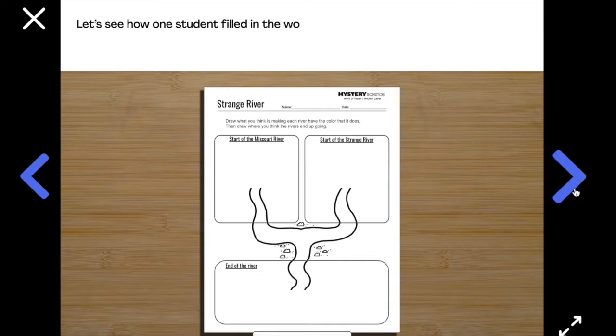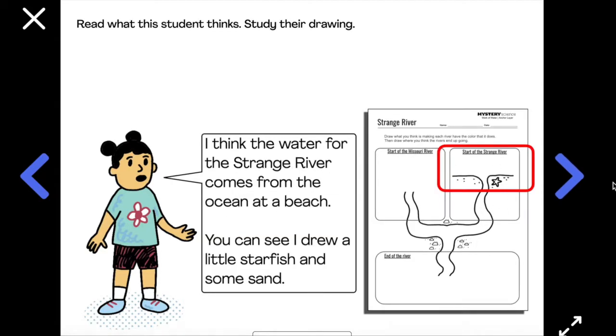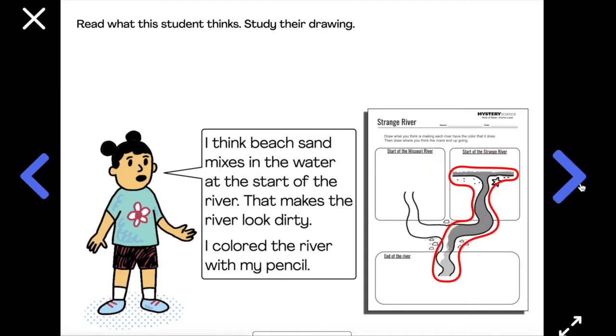Let's see how one student filled in the worksheet. Here's my worksheet before I started. I think the water for the strange river comes from the ocean at a beach. You can see I drew a little starfish and some sand. I think the beach sand mixes in the water at the start of the river. That makes the river look dirty. I colored the river with my pencil.